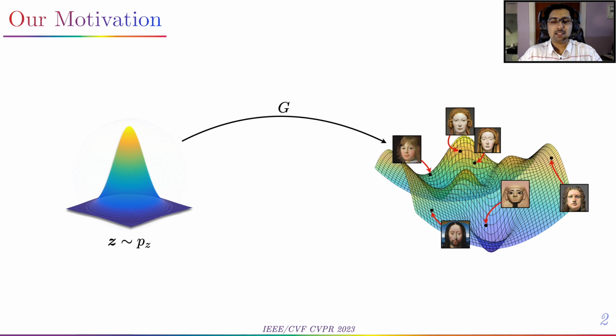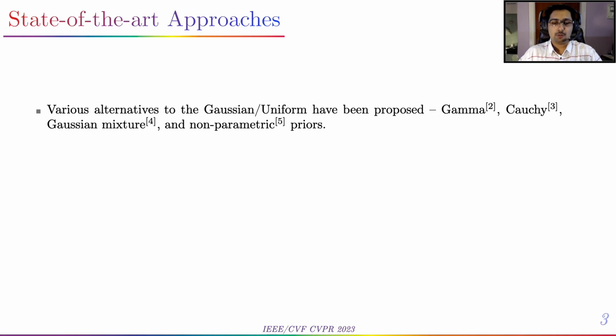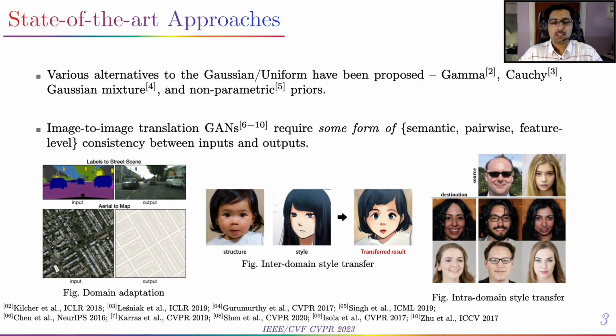Fundamentally, the generator can be seen as learning a mapping from the Gaussian to a high-dimensional manifold corresponding to the dataset considered, which in this case is MetFaces. However, the Gaussian in n dimensions, unlike in 2D, does not lend itself easily to image feature space interpolation, as this can be shown to lie in a soap bubble-like manifold in high-dimensional spaces. Existing approaches address this issue of interpolation by replacing the Gaussian prior with choices such as the gamma, Cauchy, Gaussian mixture, or other non-parametric distributions.